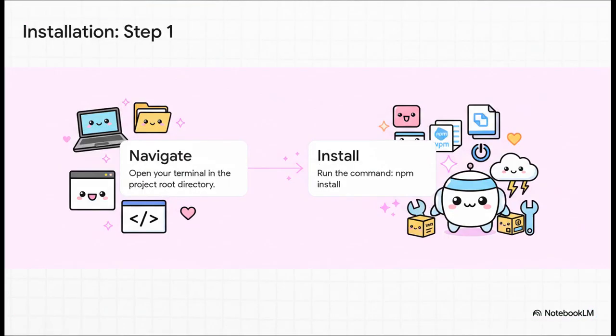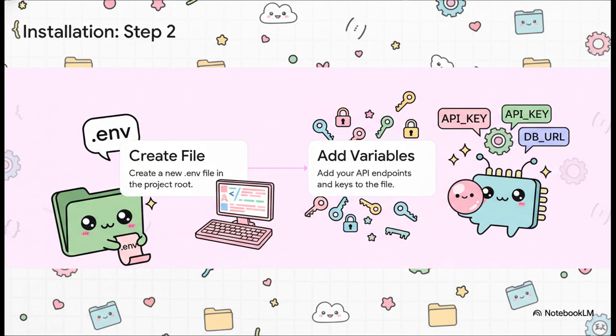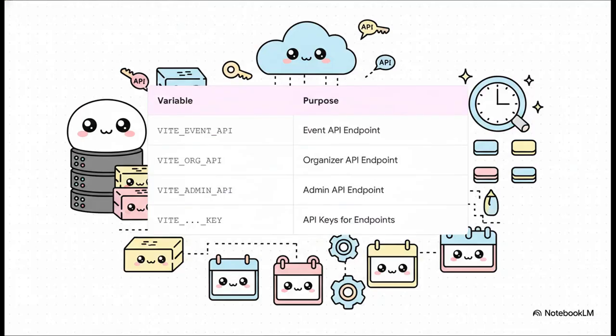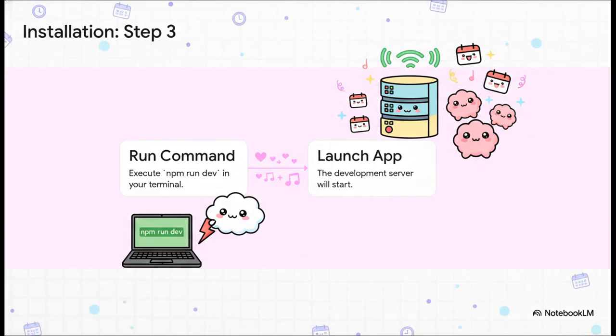All right, installation is super simple, just 3 steps. First, install the dependencies with npm. Next up, you're going to create a .env file. This is for all your environment variables. And speaking of variables, here are the big ones you'll need for your API endpoints. And for the last step, just fire up the dev server and you're good to go.